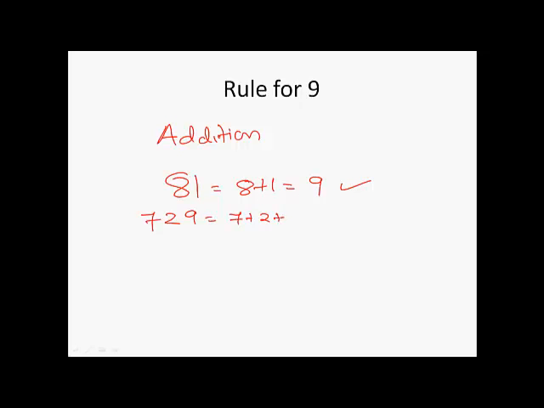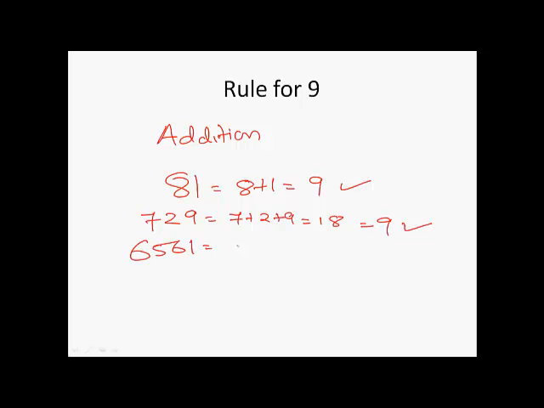What is the divisibility rule of 9? Well, 9 happens to be the square of 3. So again, we use the addition or the summation rule here. That is, if the sum of all the digits of the number happens to add up to 9, then the number is divisible by 9. So 81 is 8 plus 1, which is 9, divisible by 9. 729 is 7 plus 2 plus 9, which is 18. 1 plus 8 is 9, so divisible by 9.